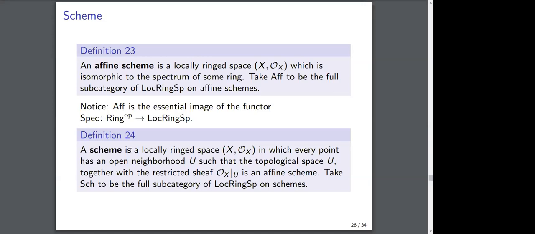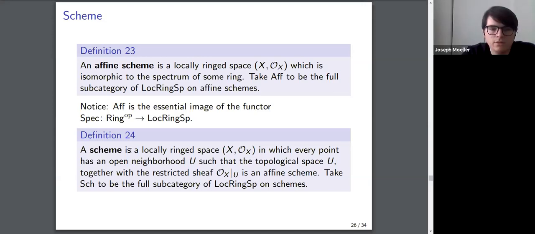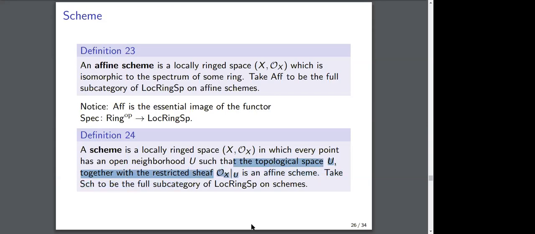Okay. So instead of "together with," you mean "such that"? Together with. Oh, yeah. Why did I say together with? Might be an instance of copying from Hartshorne. Oh, no, wait. Such that the topological space U together with the restricted sheaf, so this should be in parentheses. Yeah, you're right, sorry, is an affine scheme.